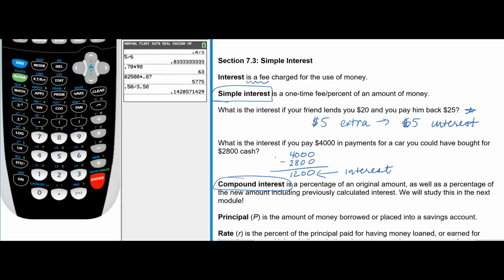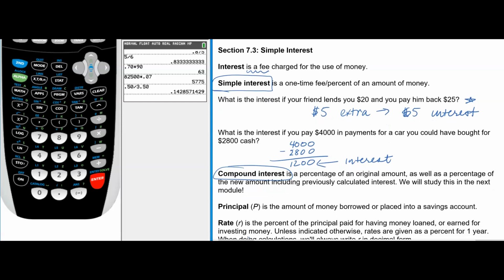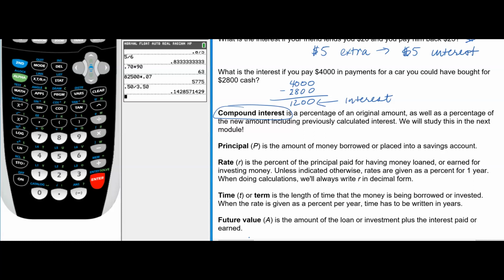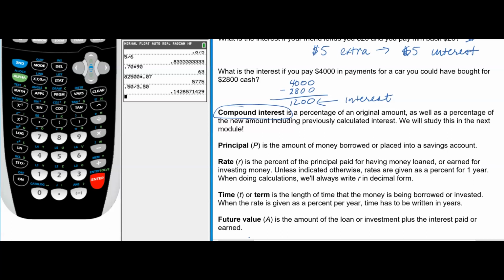Compound interest, on the other hand, is when the bank or lender is taking a percentage of an original amount as well as a percentage of each new amount, including previously calculated interest. So basically, we'll talk about this more in the next module, but with compound interest, your interest is going to add up much more quickly.